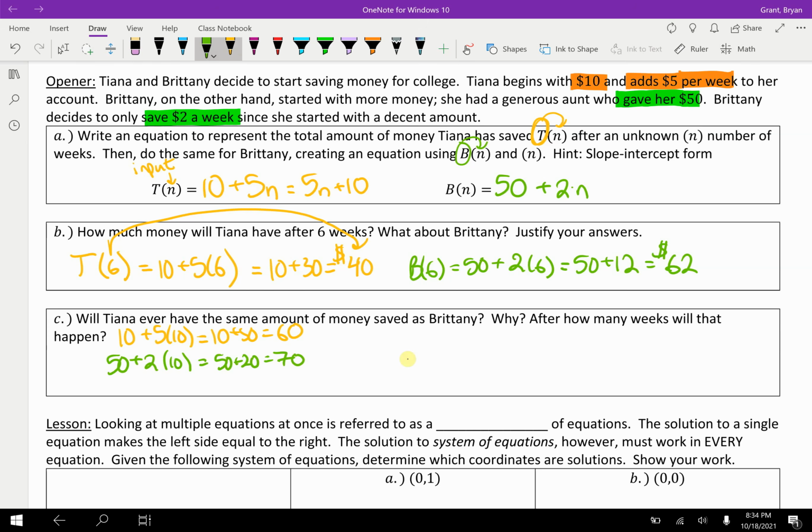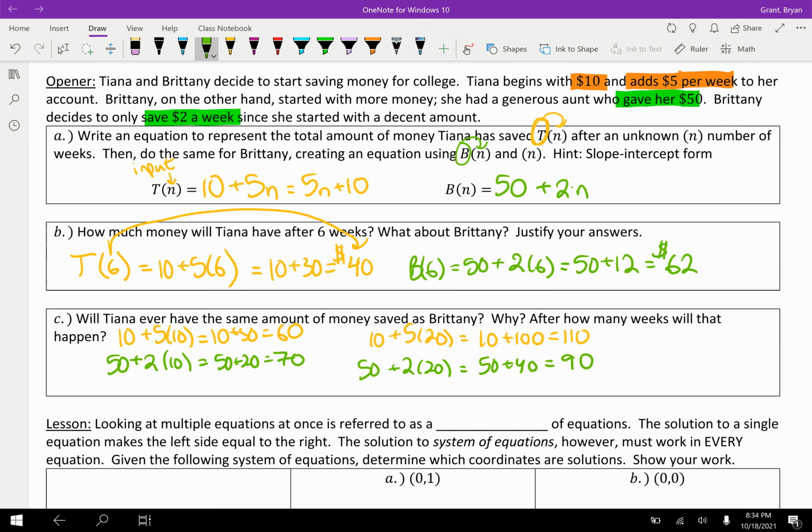You're like, okay, I'm bumping it up to 20, right? 10 plus 5 times 20, that's going to be 10 plus $100, which is $110. Then you try Brittany's, and you have 50 plus 2 times 20, and that's 50 plus $40, and that's 90. Oh, well, at some point between 10 weeks and 20 weeks, Tiana has surpassed Brittany. But the question was, after how many weeks exactly will that happen?